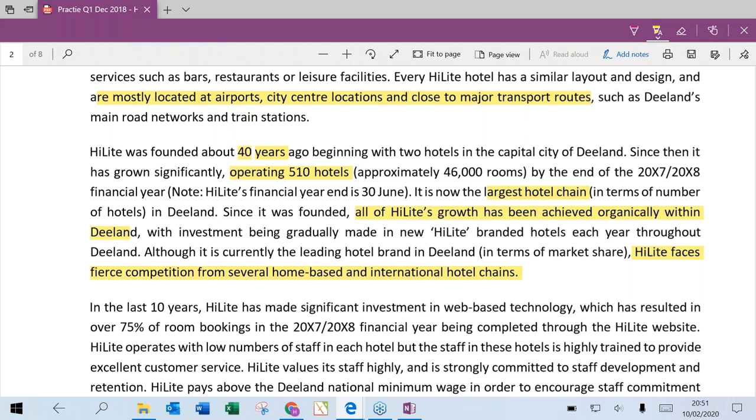We are a very old, 40-year-old company, and we have grown organically. We are right now the market leader in terms of number of hotels. We are also market leader in terms of market share, and we are facing fierce competition. Very basic. I need you to imagine, digest and visualize all this.